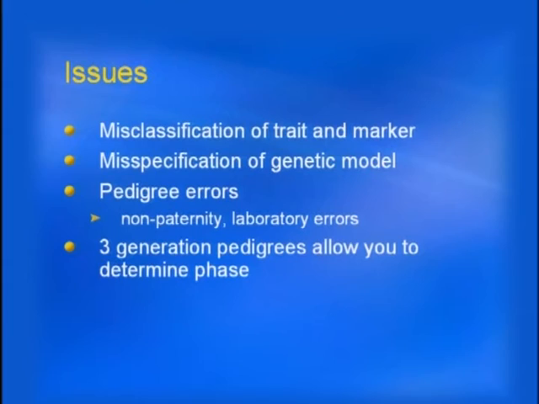A couple of things to think about that are going to affect your linkage analysis is, again, misclassification of your genotype data as well as your trait data is going to result in a loss of power. Misspecification of the genetic model also results in a loss of power. Pedigree errors. Your 3-generation pedigrees are more informative than just 2-generation pedigrees or a single-generation pedigree. Okay, that concludes the parametric linkage analysis portion for today.